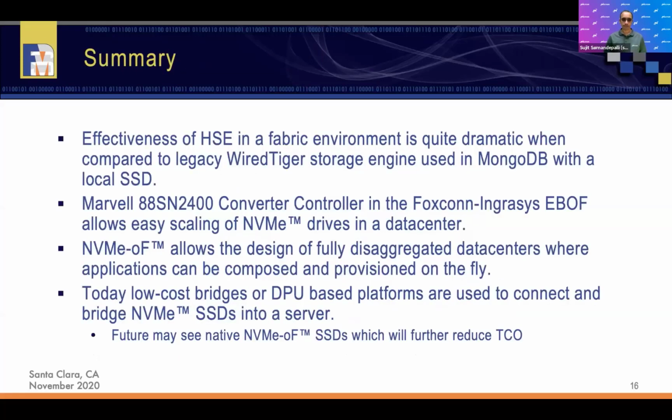In conclusion, we have looked at how Micron's heterogeneous memory storage engine in a Fabric environment provides a dramatic improvement when compared to the legacy WiredTiger storage engine used in MongoDB. The Marvell 88SN2400 converter controller in the Foxconn and Ingrasys EBOF allows easy scaling of NVMe drives in a data center. NVMe over Fabric allows the consumer to design fully disaggregated data centers where applications can be composed and provisioned on the fly. It also allows you to grow your compute and storage independently.